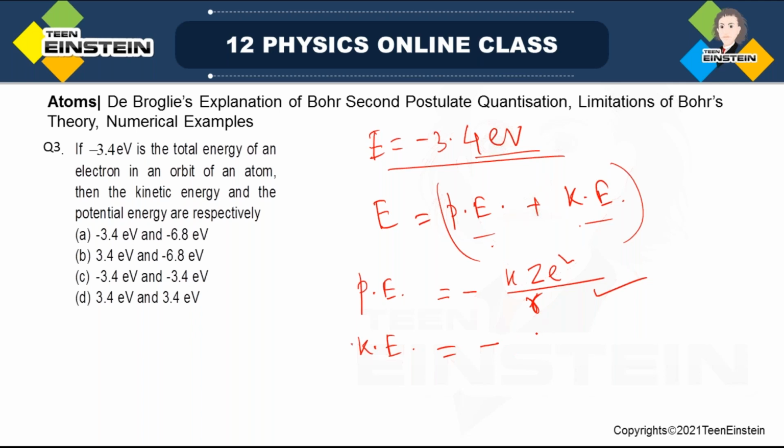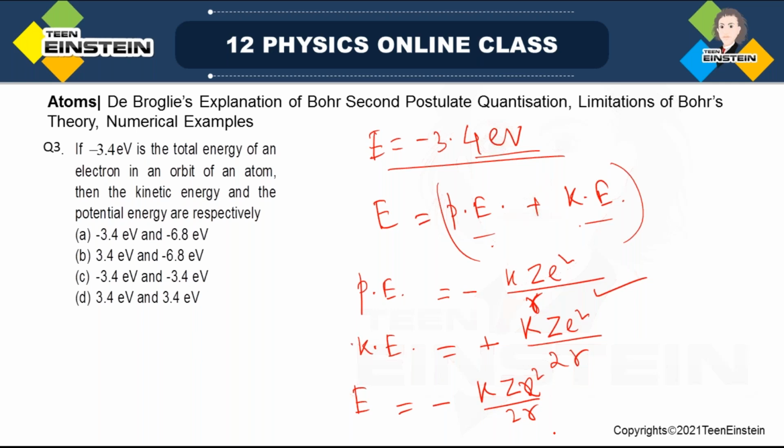But look, the kinetic energy is actually given as positive. Kinetic energy cannot be a negative quantity, half mv square, otherwise v speed will be imaginary. So with a positive sign, it is k z square by 2 into r. If you just add these two, what do you get? You get minus k z square by 2r. This is the total energy you get.